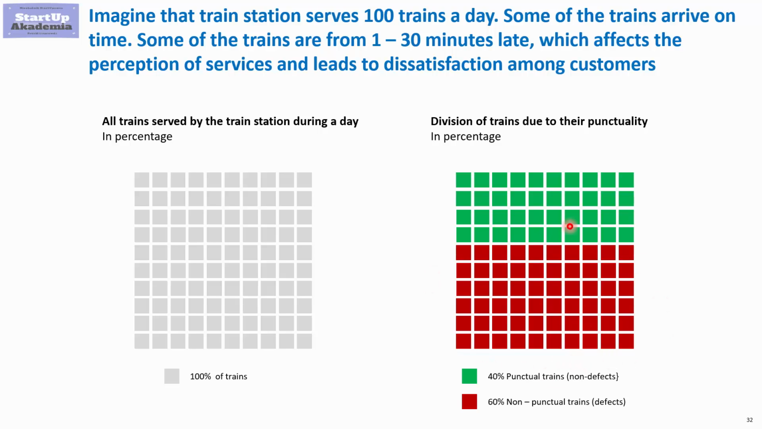Obviously, in certain situations, we can make the definition less stringent, and we can assume that, for example, up to 1 minute, it's okay, whereas above 1 minute is a defect. If this was the case, the proportion between the defects and non-defects would be obviously different than what we show here. We would have obviously less defects.